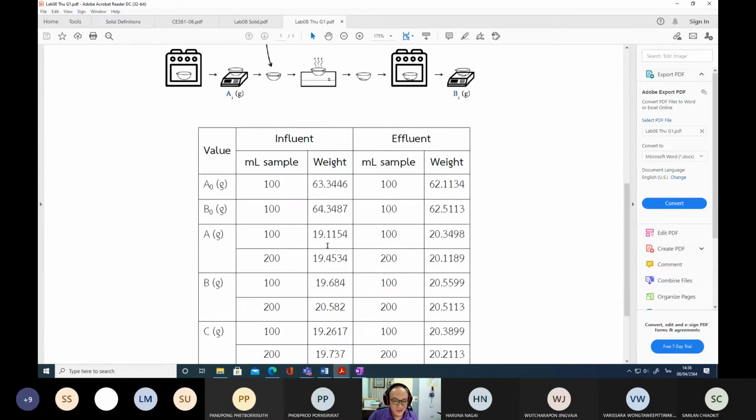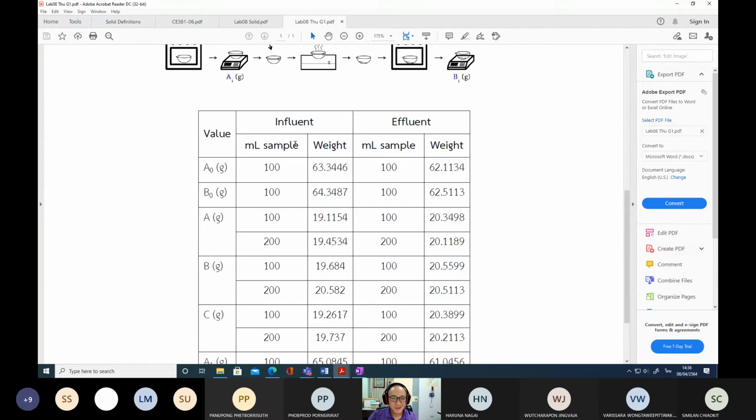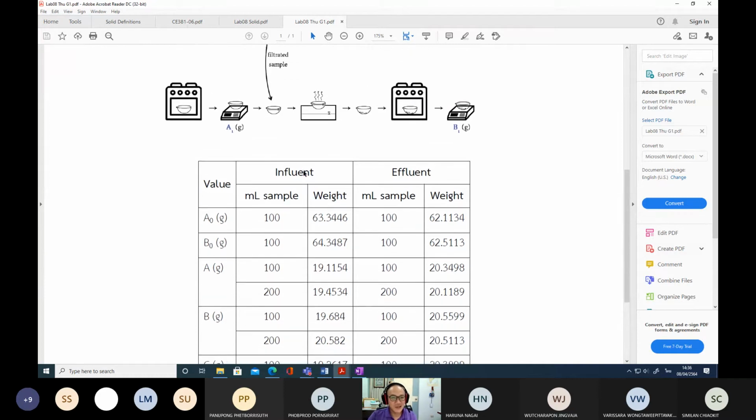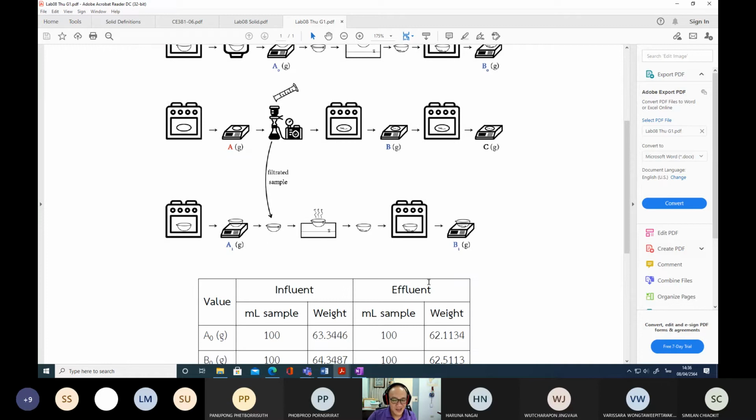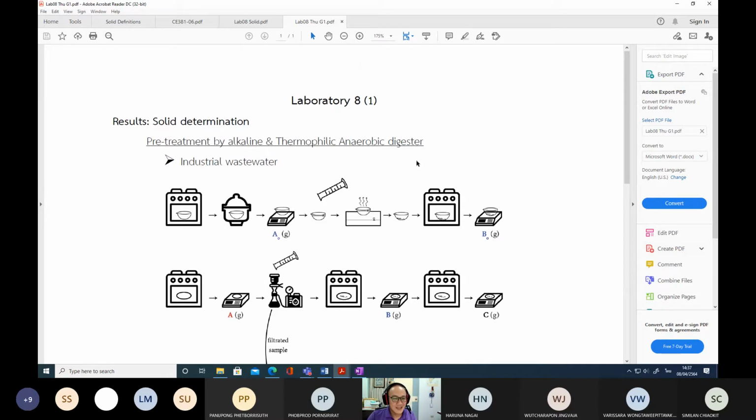I think there are two samples. The first sample is the influent to the waste treatment, and the second sample is the effluent from this process. This process is called pretreatment by the alkalites and thermophilic anaerobic digester. An anaerobic digester is actually one of the biological processes we use to degrade organic matters, but this process is carried out in the absence of oxygen. That is why we call it anaerobic.